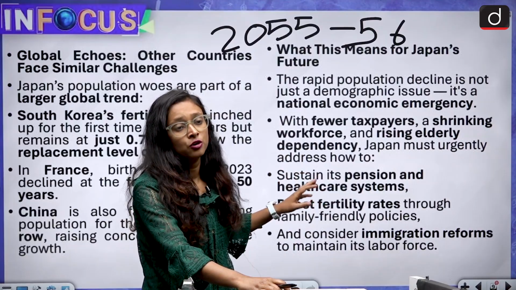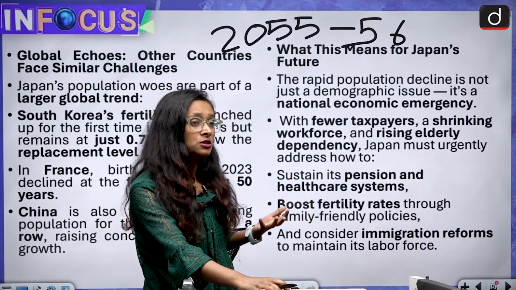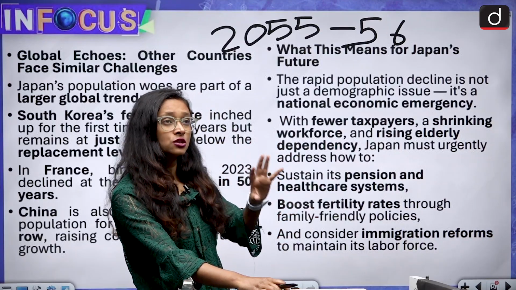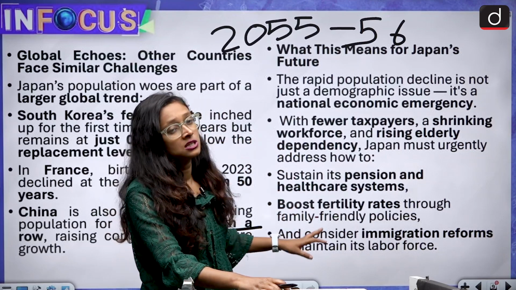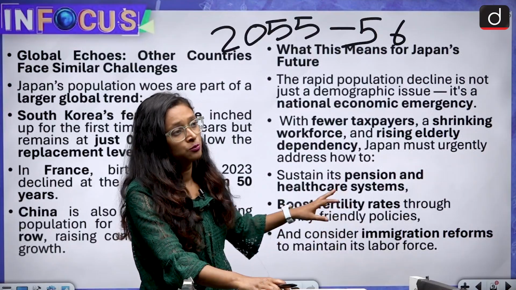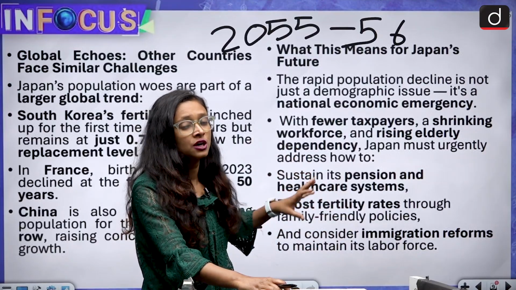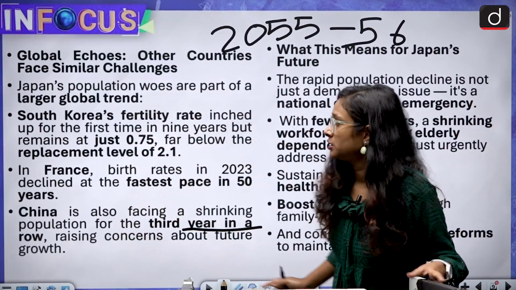Japan needs to raise its fertility rates, and the Japanese government must improve its family policies. There must be family-friendly policies, and it should also consider immigration reforms, so that more foreign nationals will come and fill the gap which has been created in Japan. So this is the thing.